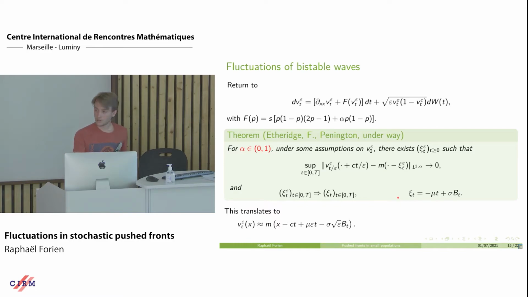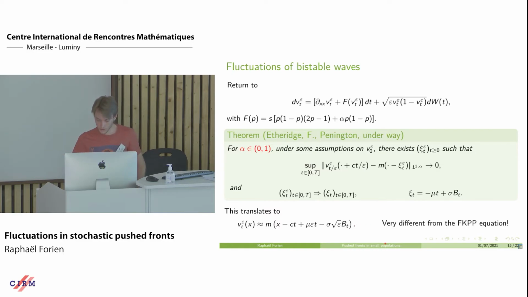So mu and sigma are given by... I will show sigma and a bit of mu in the next slide. So if you just take this result for now and look at what it should mean. If you look at v epsilon t, it's roughly the deterministic profile at position ct minus mu epsilon plus a Gaussian term of variance of order square root of epsilon.